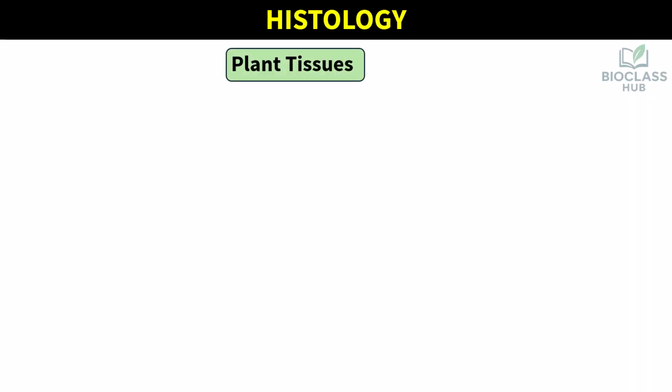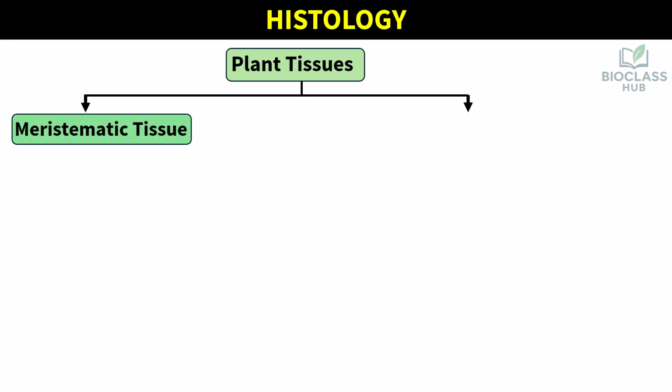Bioclass, Plant Histology Crash Course, Plant Tissues Covered. Pause for a moment. Can you name any plant tissue before I show you the answer? Plant tissues can be categorized into meristematic tissues and permanent tissues. The meristematic tissues can divide by mitosis to form new cells.